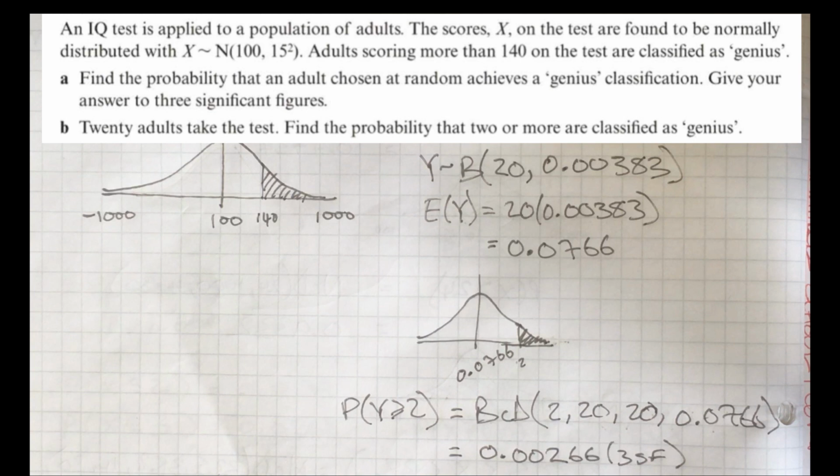Alright, so normal distribution question to begin with, but we had to spot that opportunity to use the binomial distribution afterwards. We knew there was a specific number of trials, and in this case the trial was an adult that is tested to see what their IQ is, and there were 20 adults tested to see what their IQ is, so there were 20 trials, 20 attempts, and that is exactly the criteria we look for in the binomial distribution.